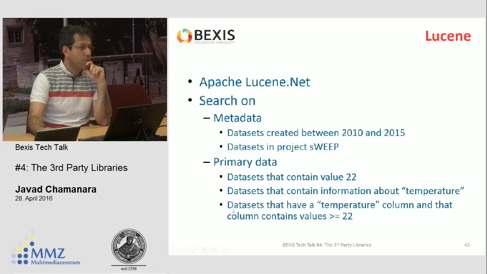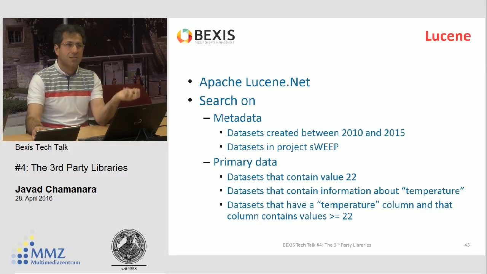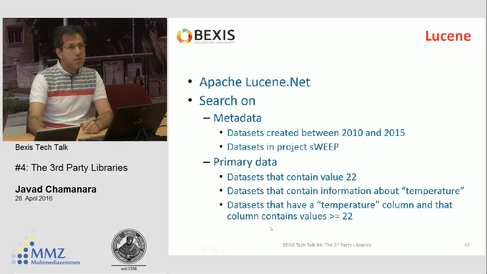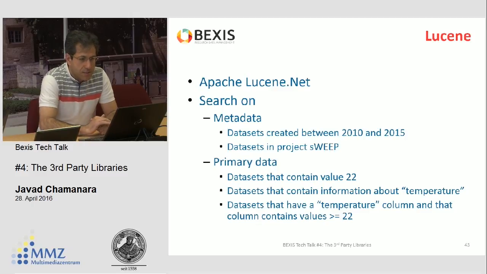Or even more meaningful is a data set that has a temperature column, and that column contains values greater than or equal to 22. It means that I'm looking for data sets that have a variable named temperature, and inside that data set, if there is a value of more than 22, I'm interested in that. So you will get some data sets with this condition. All this is happening, or going to happen, using Lucene at the backend. That was it for this talk.